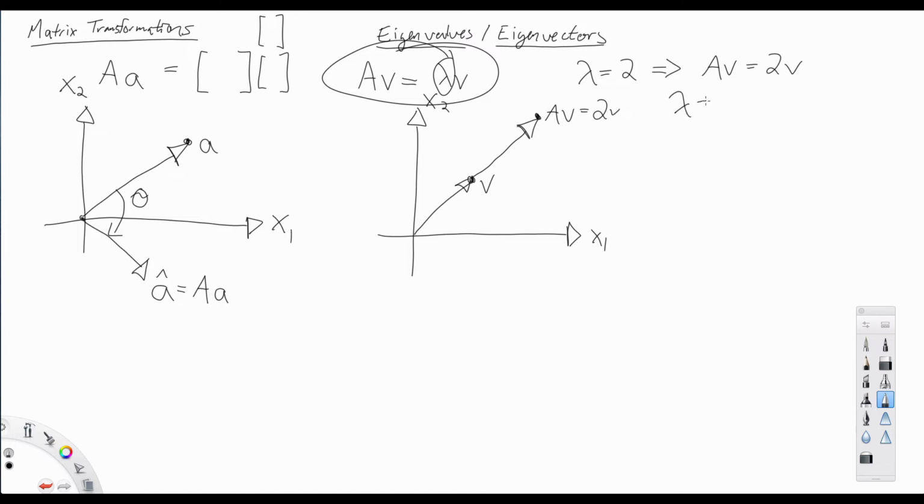Eigenvalues can also be negative. So what if lambda was equal to -1? In that case, we would have a vector pointing the opposite direction. A times v is equal to -v. Another possibility is we could have a 0 vector resulting. If we had lambda equal to 0, then this would give us AV is equal to 0, and then it would just be right here at the origin.